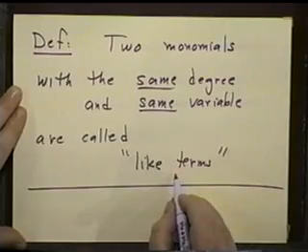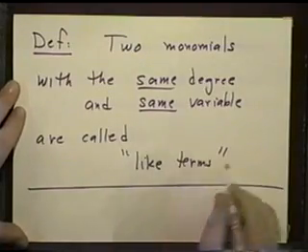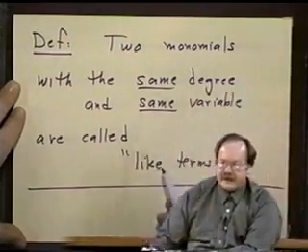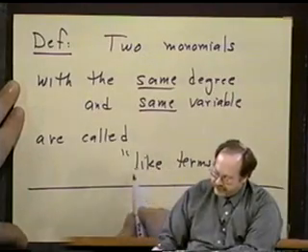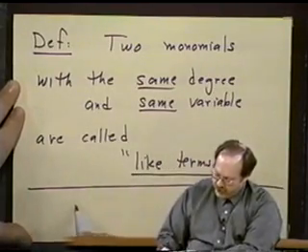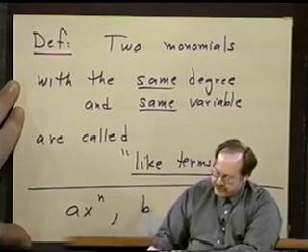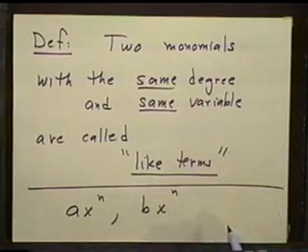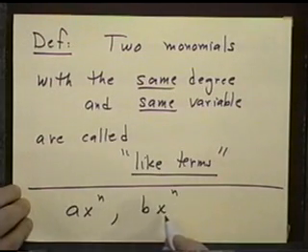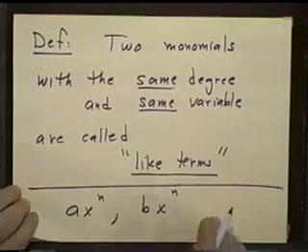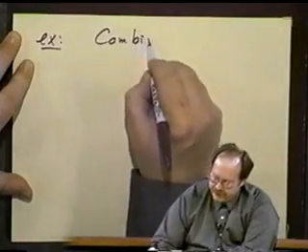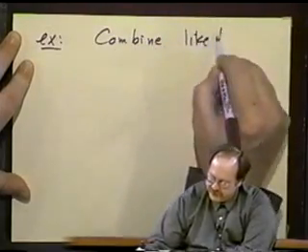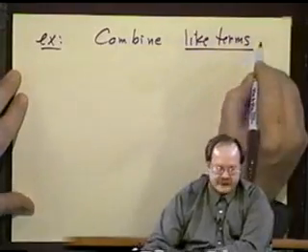They are terms that are alike in all the essential parts. They have the same variable to the same power. The constant out front may not be the same, but this is the definition of like terms. So ax to the n and bx to the n in general are going to be like terms. The a and b may not be the same, but the variable is the same and the power is the same. Well, let's see what you can do with those. Of course, you can combine them. We can combine like terms. We have this new phrase now, combine like terms, as follows.